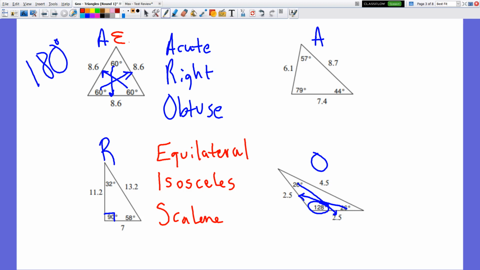All right. I can see that none of these sides are the same, and I know that because all the degrees are not the same. So if they're not the same, none of them are the same. That means we have an acute scalene. All right, we got a 90 degree. That's how we got the right. I don't see anything that is the same. 11.2, 13.2, 7. None of the degrees are the same. Looks like we got a right scalene triangle. Oh, dang, look, there's two of them that are the same. It's about time we have an obtuse isosceles. Get some.